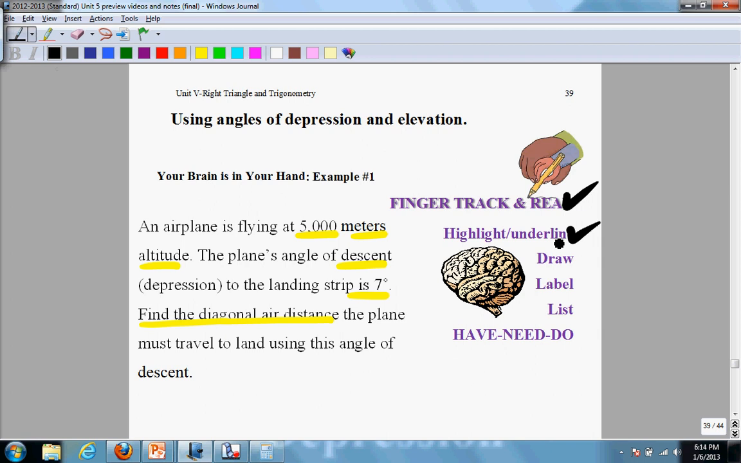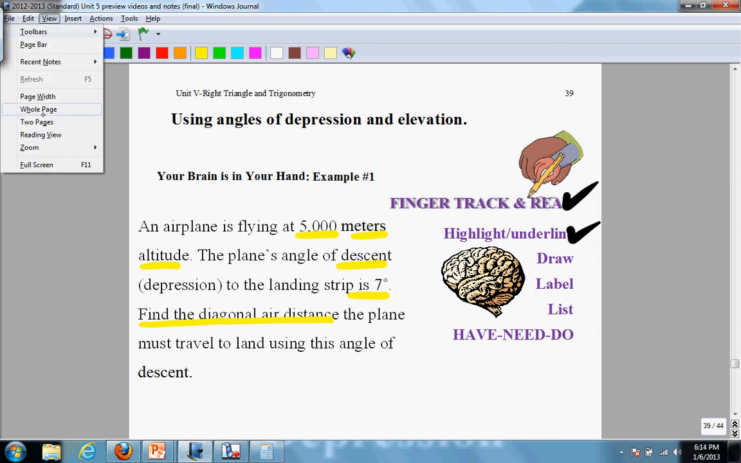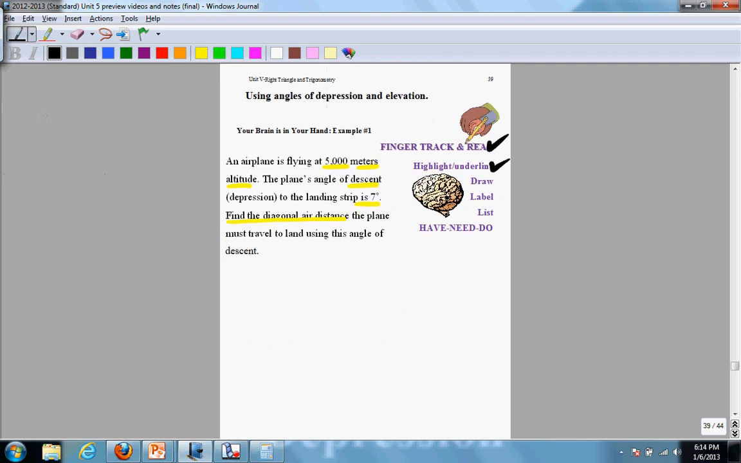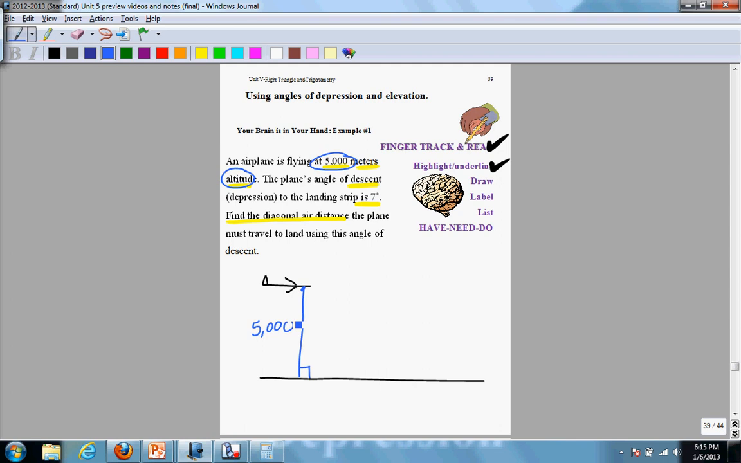Now we're going to draw, label, list. So we have an airplane. Airplane's flying. It's my version of an airplane. At 5,000 meters. And its altitude. Altitude is always straight down and creates a right angle, just like you would in an altitude in a triangle. So that straight down is 5,000 meters. Make sure you get your units on there.